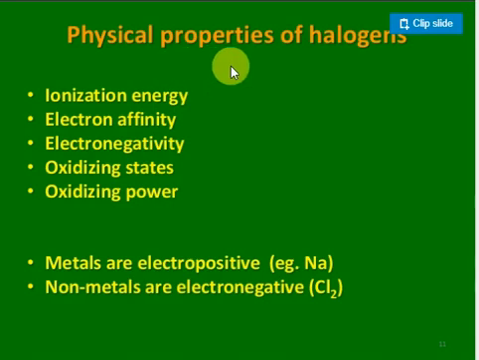Next is the physical properties of halogens, very very important. The physical properties we are going to discuss in detail are ionization energy, which is the minimum amount of energy required to remove electrons from the outermost shell. Next is electron affinity, the tendency to accept electrons. Electronegativity is the tendency to attract the bond pair of electrons. Next, oxidizing properties and oxidation states, and reactions with metals and with non-metals and hydrogen. We will discuss these in detail.